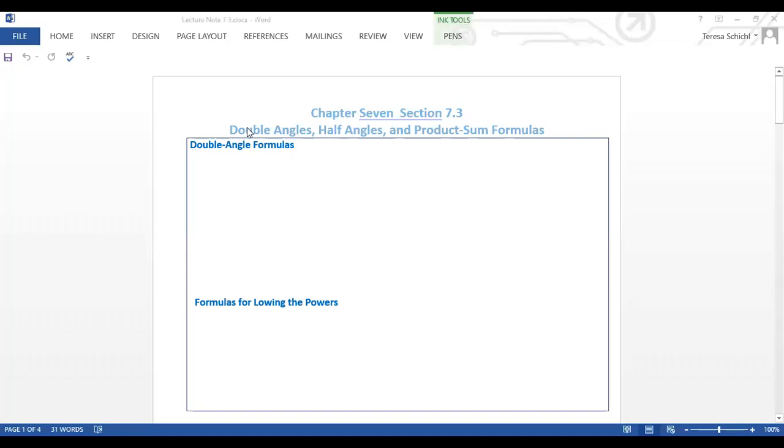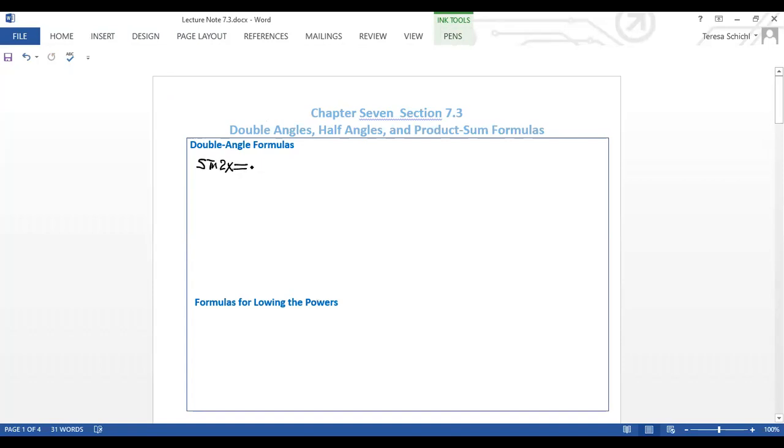So the first important set of formulas we're going to talk about is the double angle formulas. For the double angle formulas, we have three things here. So in here, I'm going to write it. This is sine 2x.